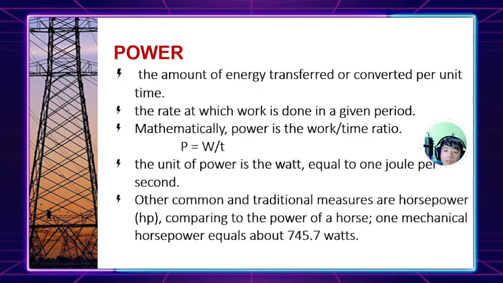For example, window type or split type aircon has a corresponding horsepower. So other common and traditional measures are horsepower for power, comparing to the power of a horse, which is equivalent to one mechanical horsepower equals 745.7 watts. Okay, so that is the meaning of power. It is the rate at which work is done, or the amount of energy transferred. The unit of power is watt.